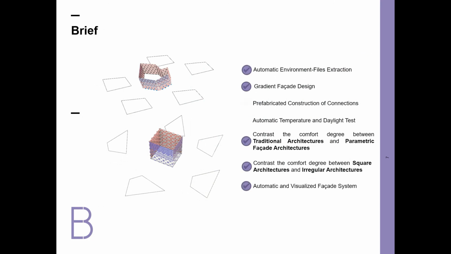The features of this project cover the automatic environmental file extraction, gradient facade design, prefabricated construction of connections, automatic temperature and daylight tests, contrasting the comfortable degree between the traditional architectures and the parametric facade architectures, and between the square architecture and the irregular architectures, and an automatic and visualized facade system. The other shapes in this model mean surrounding architectures, because in real life, the surrounding architectures also influence the daylight and the temperature.